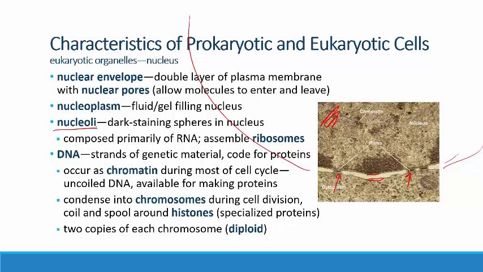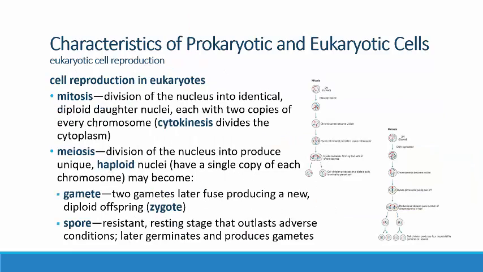It spools around specialized proteins called histones that are there to help make it really, really contracted. And it's important to do that spooling up so that we can appropriately separate all of the DNA into the two daughter cells that are made during cell division. And there are two copies of each chromosome. So we talk about eukaryotic cells as being diploid because there's two copies, one that you get from one parent, your mother, and one that you get from the other parent, your father.